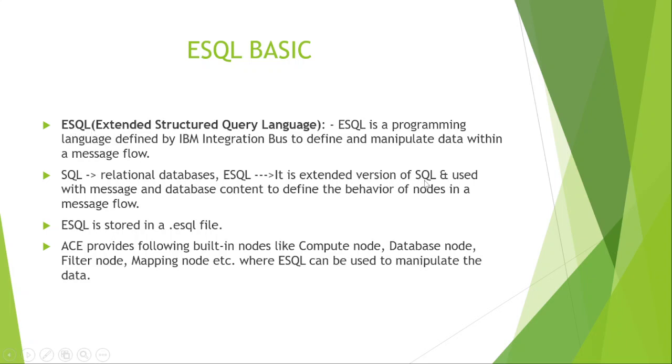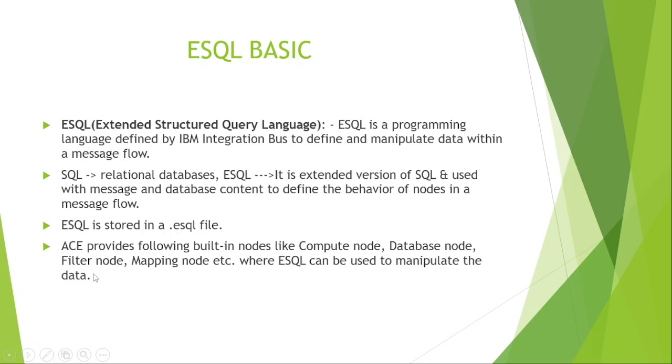So it is the extended version of SQL and is used within the message and database content to define the behavior of nodes in the message flow. These are all things you know already. And ESQL is stored in the .esql file. So whatever coding we write, the file extension for ESQL is .esql. Okay. ACE provides the following built-in nodes, like the compute node, database node, filter node, and mapping node, where ESQL can be used to manipulate the data.